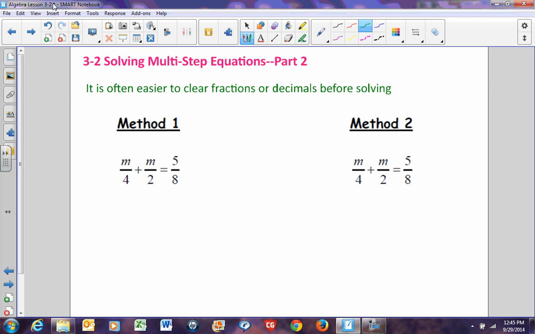Part 2 of the solving multi-step equations talks about how to clear a fraction or a decimal from an equation before you start solving it. Because if you're like most humans, we deal better with whole numbers than we do fractions and decimals. So if you can clear a fraction or clear a decimal, it makes it much easier to solve. For example, there are 2 ways to clear a fraction or a decimal before solving. The first one is to get a common denominator.